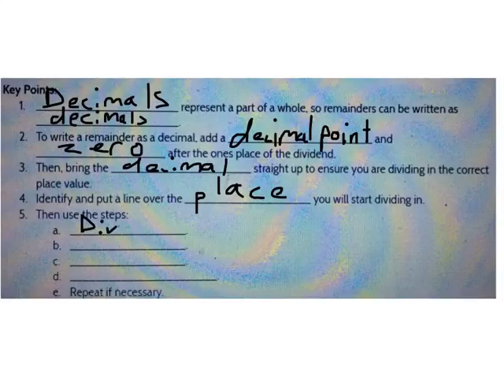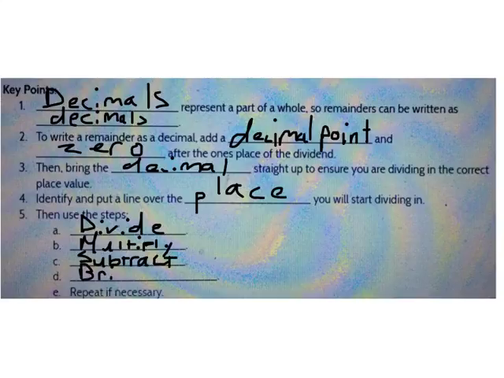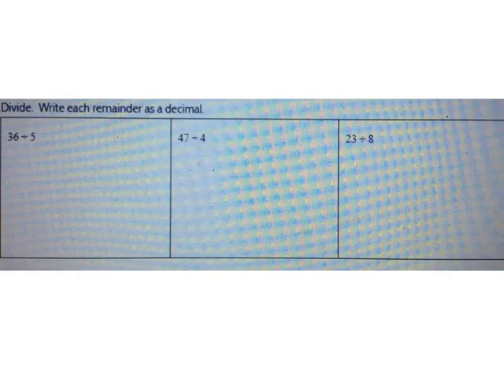First we'll divide, then we'll multiply, then we'll subtract, bring down, and repeat if necessary. Let's follow those steps to solve some problems. 36 divided by 5. 36 is my dividend and 5 is my divisor. I'm going to write the remainder as a decimal, so add a decimal point and a 0 behind the 36. And bring your decimal straight up.